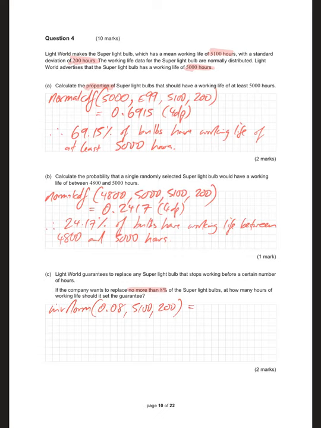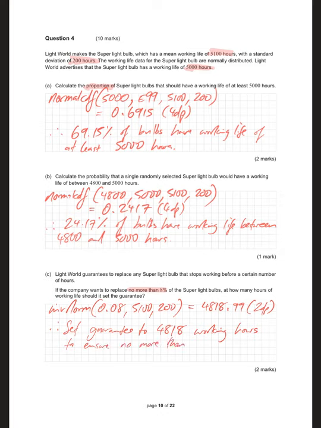Inverse normal, 0.08, 5,100, 200, 4818.99 to 2dp. Now, be careful. You don't want to replace any more than 8%. So because this is saying that the limit is 4818.99, if you went and rounded up to 4819, you'd be replacing more than 8%. So you actually want to round down here. So therefore, set guarantee to 4818 working hours to ensure no more than, underline that, no more than 8% are replaced.